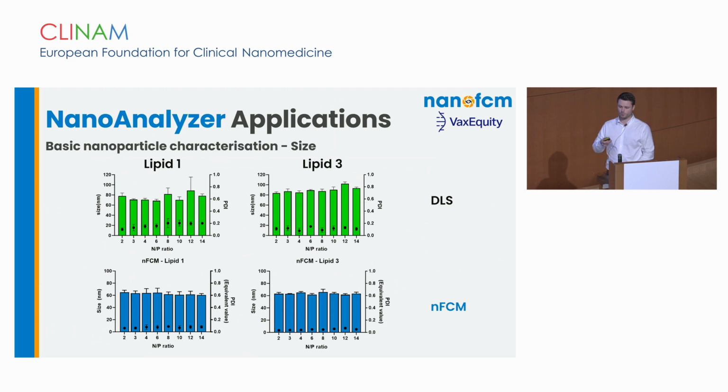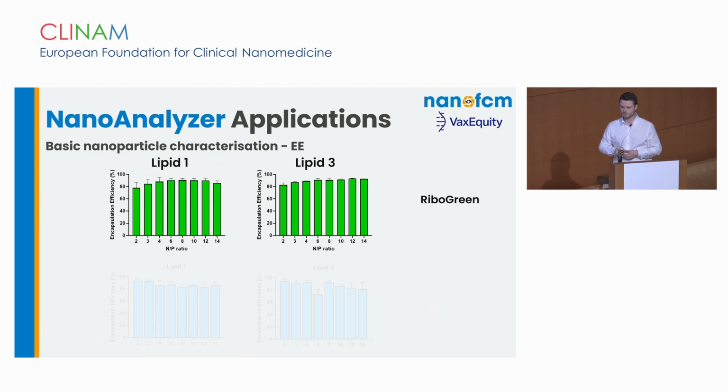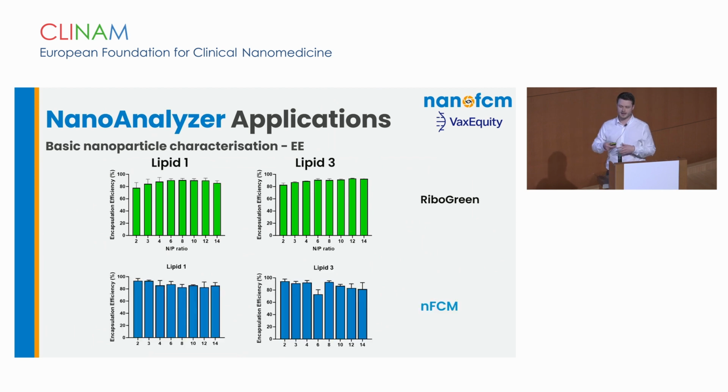Similarly with NanoFCM, we see a very similar trend. We see some slight fluctuations, but really no big differences in the size. We see a slightly lower size than the DLS, coming down to the single particle level that we're characterizing these samples on. When we then look at the RiboGreen assay, again, you can see some slight fluctuation, but no significant differences across these NP ratio series. And again, when we then use our system to calculate the encapsulation efficiency using that ratio of the unencapsulated individual mRNA measurements to those within the particles, a very similar story where we don't see any difference.